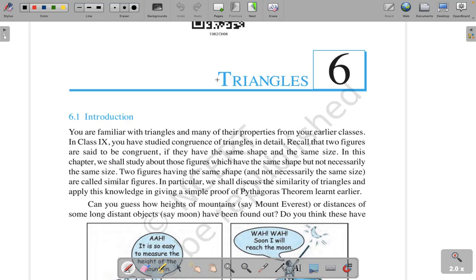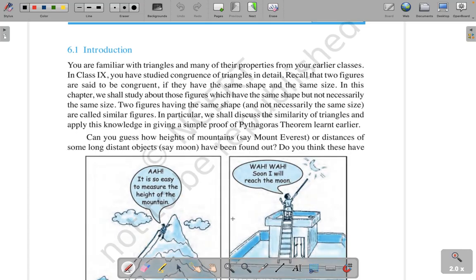Have we studied it? Yes, sir. Yeah. So the concept remains the same, only the level of questions changes a bit. So that is the only difference. You'll find most of the concepts already familiar to you, but for most of the proofs we'll need to look at how to prove certain things, right? So you're already familiar with triangles and many of their properties, right?